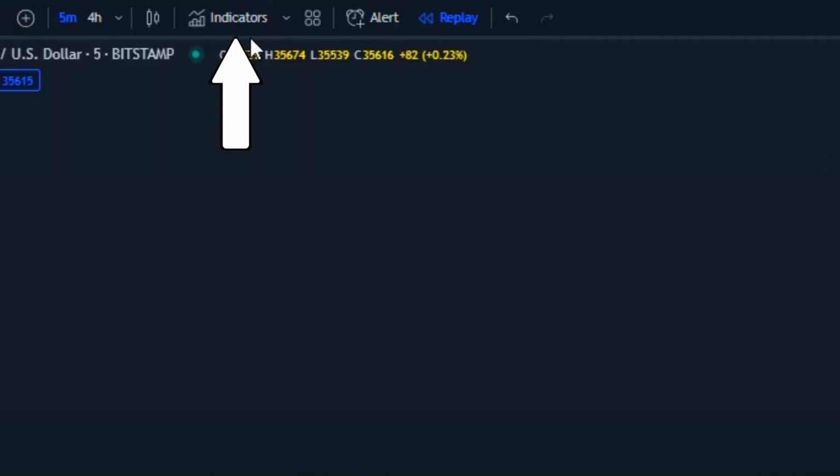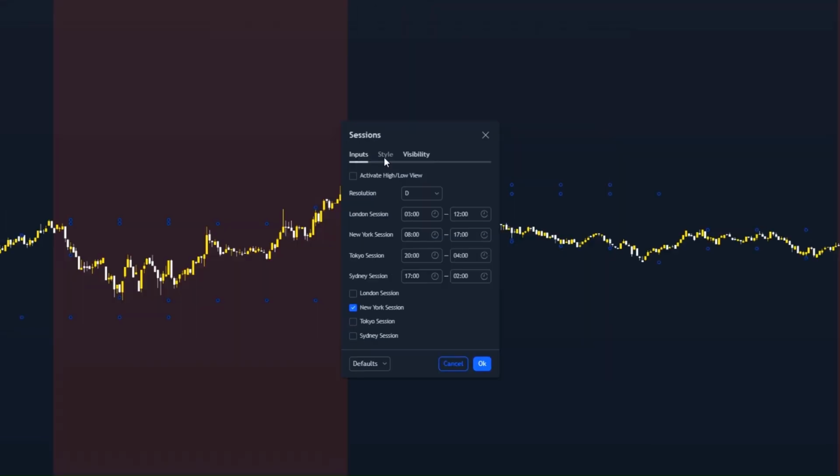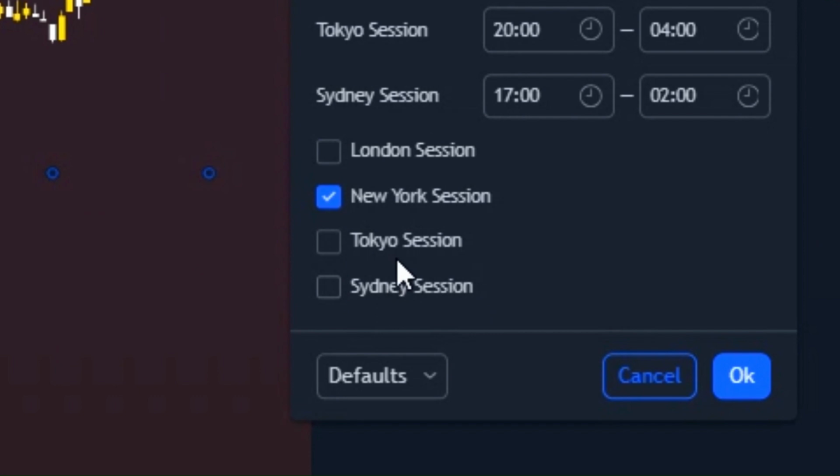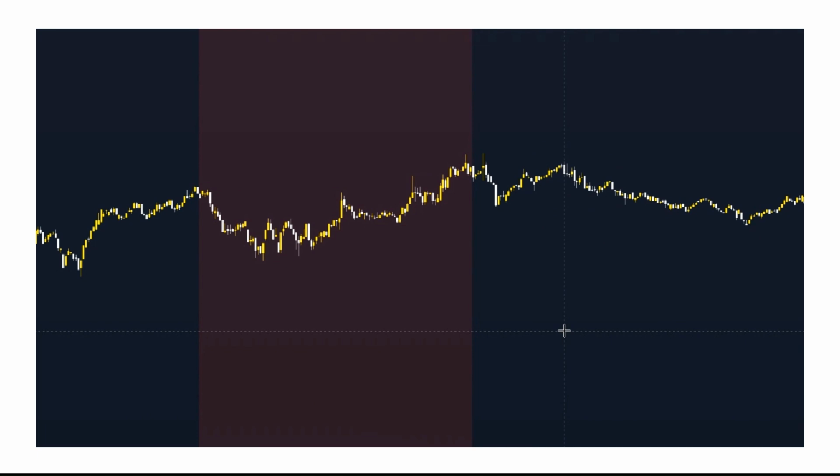So to do this, click on indicators at the top, type in sessions and it's the sessions on chart. Add this indicator to your chart and then remove London, Tokyo and the Sydney sessions. We only want to keep New York on the chart as this red block is the only time we will be taking trades. The sessions indicator is definitely not needed.